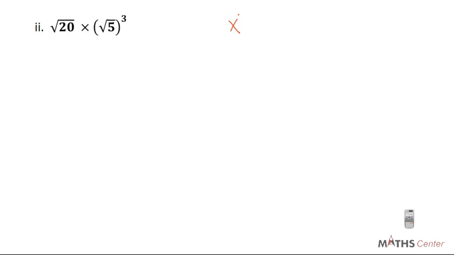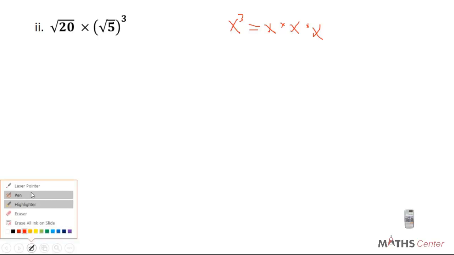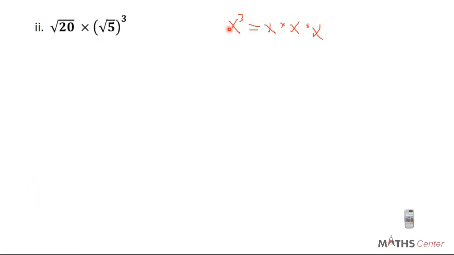If you have a number like this, x raised to the power 3 is the same as x times x times x. So x raised to the power 3 will give us x times x times x, as we can see from here. In the same way, if you have square root of 5 raised to the power 3, we are going to get square root of 5 times square root of 5 times square root of 5.